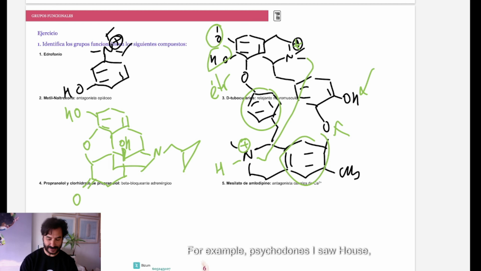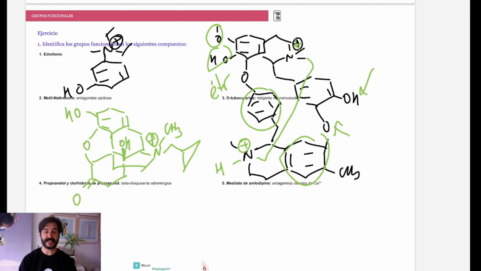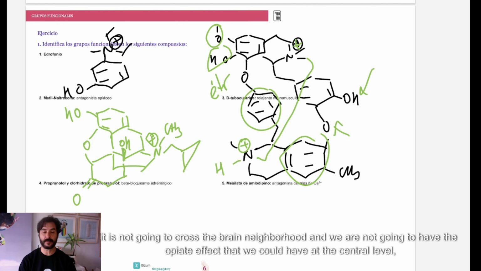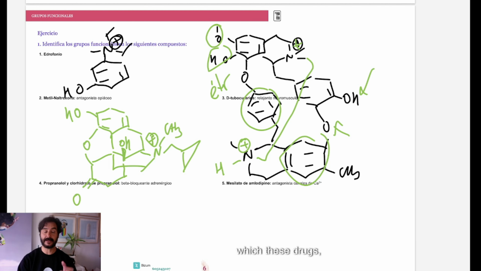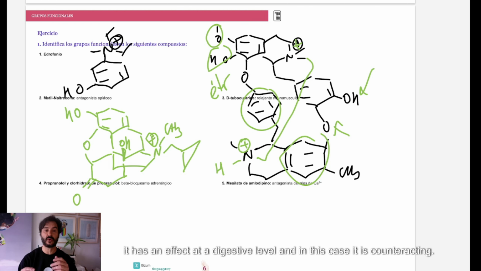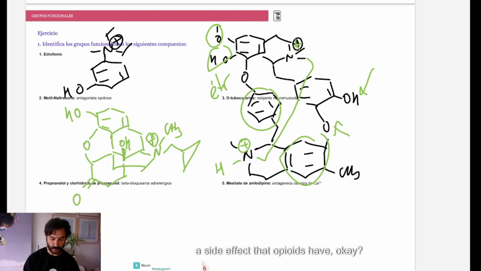For example, this structure is good, and it is an ammonium that, as an ammonium, is not going to be absorbed, it is not going to cross the blood-brain barrier, and we are not going to have the opiate effect at the central level. These drugs are quite complicated to handle and always have to be handled carefully with a prescription, because of the effects they have. In this case, since it is not absorbed because it is a salt, it has an effect at a digestive level. And in this case, it is counteracting the severe constipation that opioids cause, a side effect that opioids have, okay?